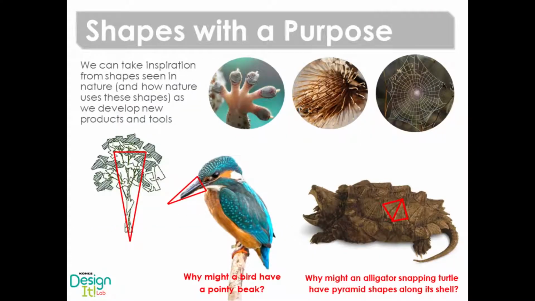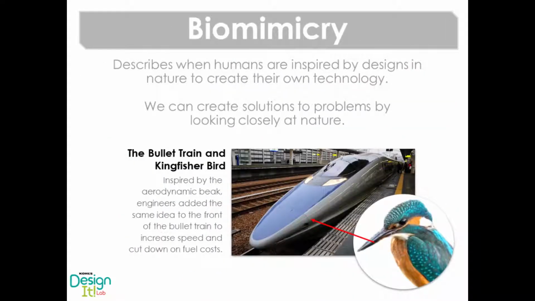We can take inspiration from shapes seen in nature and how nature uses these shapes as we develop new products and tools. Why does an alligator snapping turtle have a pyramid shape along its shell? Why might a bird have a pointy beak? Nature uses shapes and structures really well to fit a particular purpose. Industrial designers, architects, and engineers often use inspiration from nature to make products we use every day better.